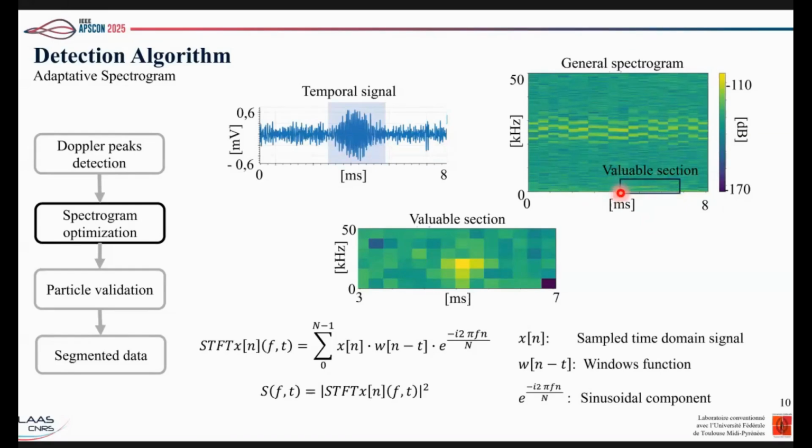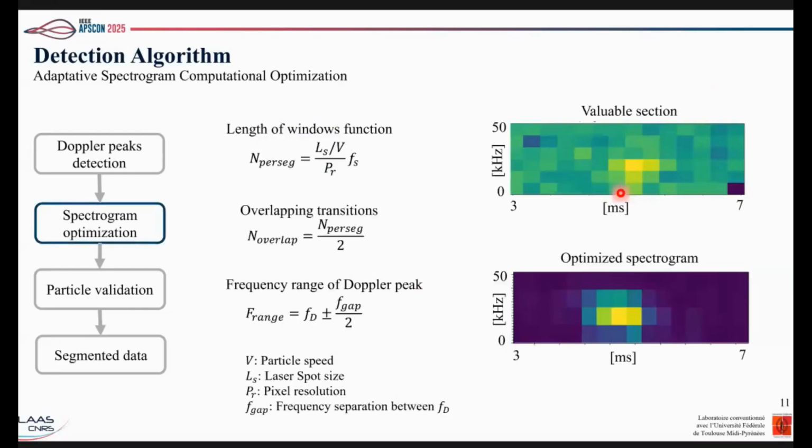So we make an additional step to optimize the hyperparameters of the spectrogram based on the different possible Doppler peaks that we can have in the spectrum. Basically, we are able to optimize the spectrogram based on the possible passage time of the particle given its speed. We also analyze the frequency range that we want to have. At the end, this permits us to pass from these kinds of spectrograms to this one, where it is much clearer where specifically the passage of the particle is located.